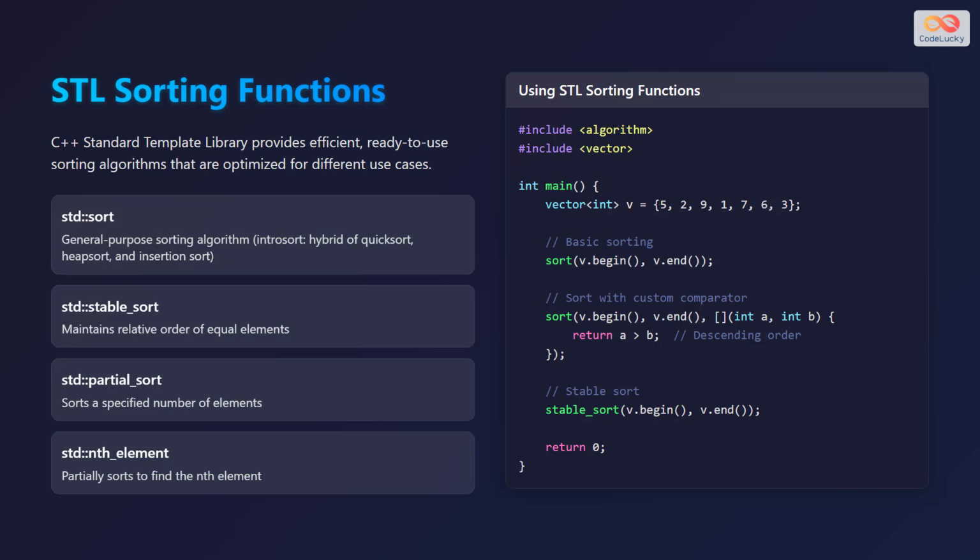std::stable_sort, which maintains relative order of equal elements. std::partial_sort, which sorts a specified number of elements. std::nth_element, which partially sorts to find the nth element. The code shows how to use these STL sorting functions with a custom comparator.